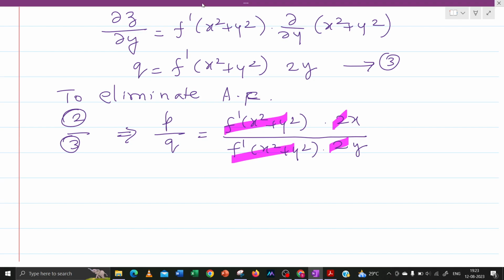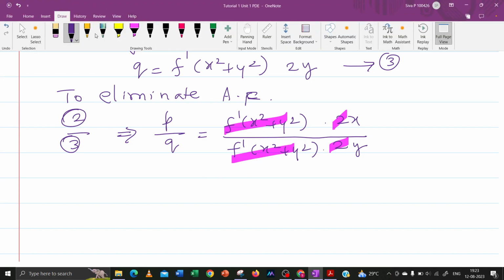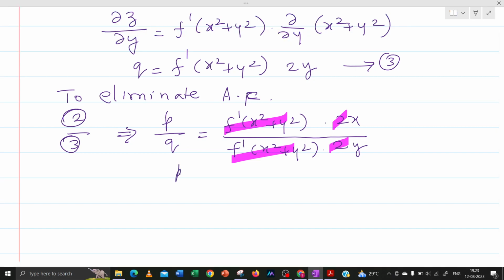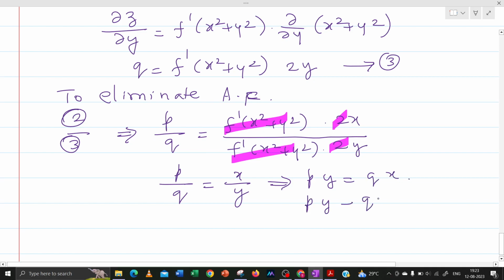Then we have to cross multiply here. Write one more step. p by q equal to x by y. That implies py equal to qx. That means py minus qx equal to 0. This is the required partial differential equation.